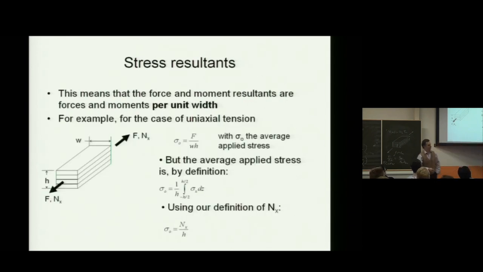So let's look at the case of the uniaxial tension that we were doing here. I have width W and total thickness H, and I'm applying a force in units of force, or a force per unit width Nx. Now, the average applied stress, sigma 0, is by definition my applied force F divided by the cross-sectional area, W times H. But also by definition, the average applied stress is the integral from the bottom to the top as a function of z. And if the thickness is total H and my origin is in the middle of the laminate, it's the integral from minus H over 2 to H over 2, multiplied by 1 over H to make it into an average.